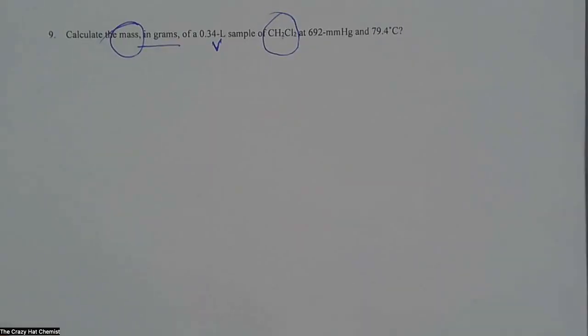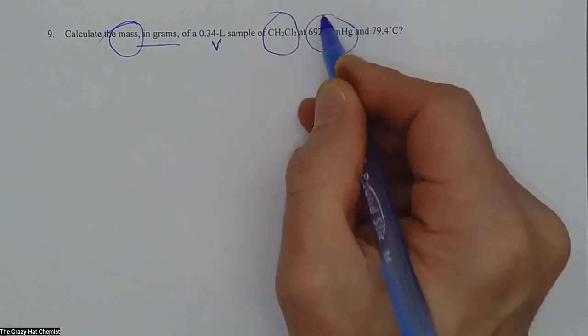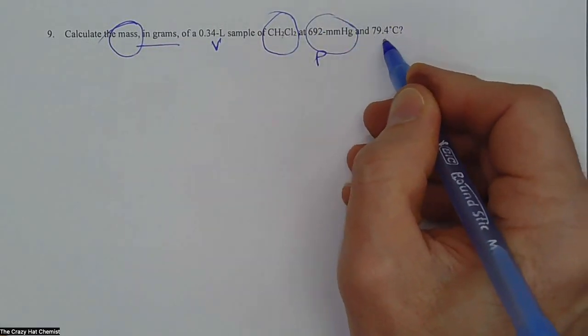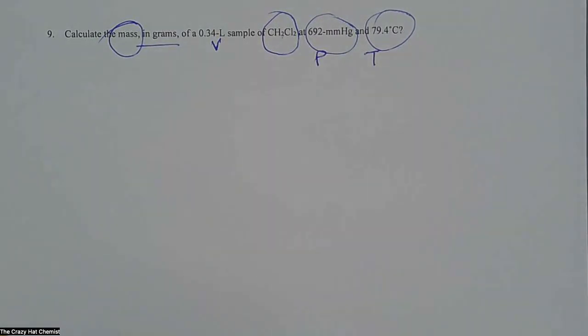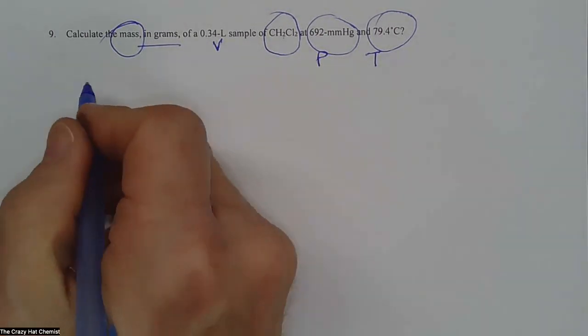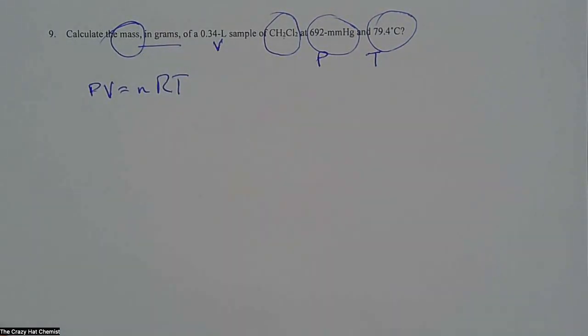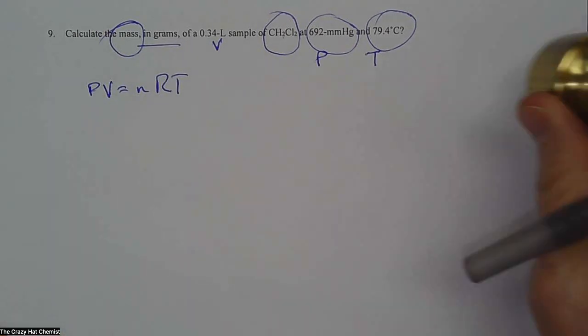From that formula, I should be able to obtain the molar mass. At 692 millimeters of mercury, that is a pressure. 79.4 degrees Celsius, that's a temperature. So the question is, do I have two of anything? Do I have two volumes, two pressures, two temperatures? And the answer is no, I do not have two of anything. Consequently, I am going to be using the ideal gas law. So that is PV equals nRT, because you are the ideal student. Okay, now the ideal gas law does not solve for a mass.